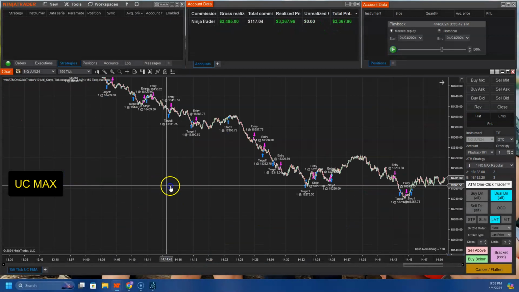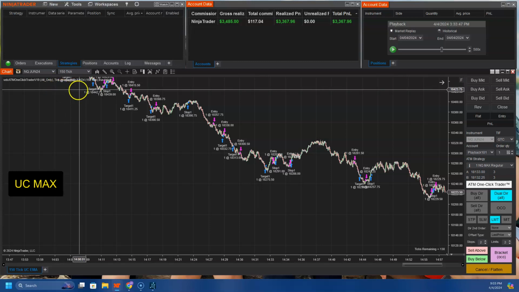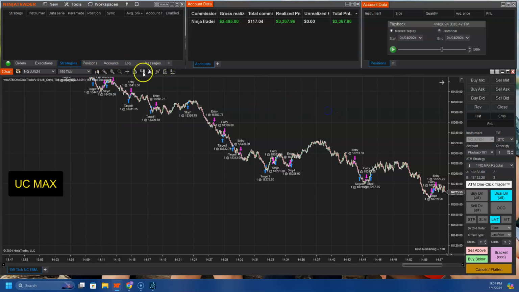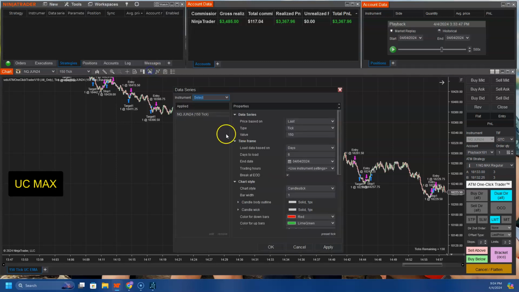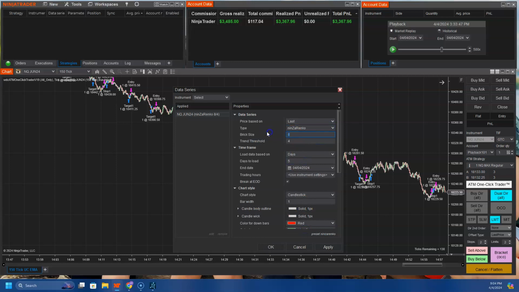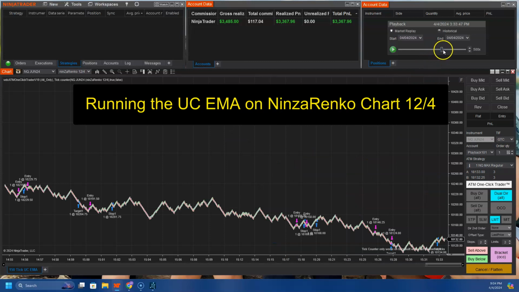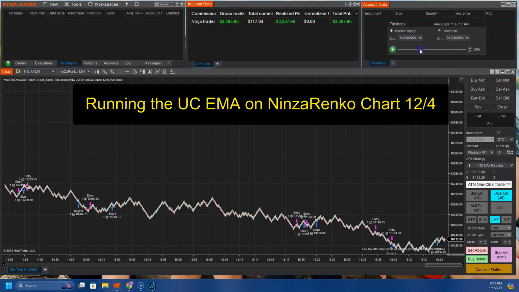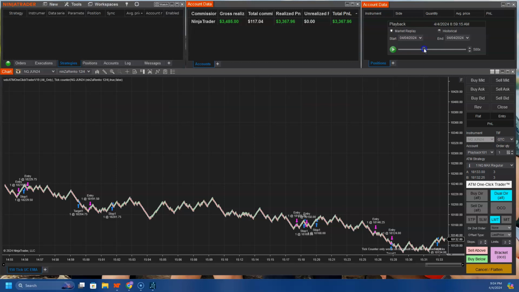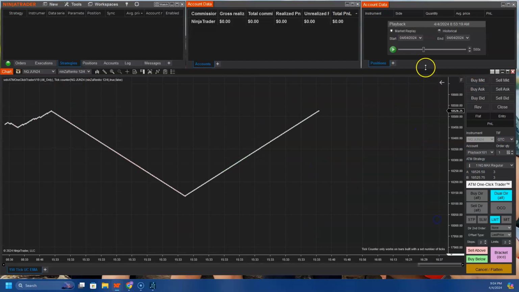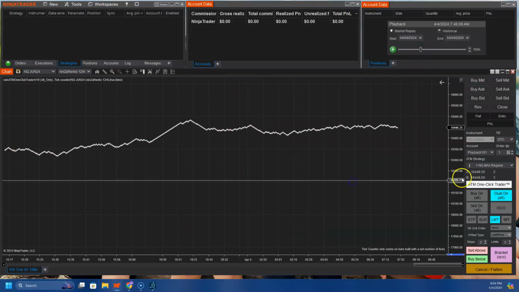Okay. Now let's do one more thing. One of the members who has the license for both suggested that we play around with this NinjaRenko bar. So let's try that as well. Let's go to NinjaRenko. I think it was 12.4, right? And it looks like a nice scalping technique, right? So let's try that. Ooh, that's a kind of weird looking chart.